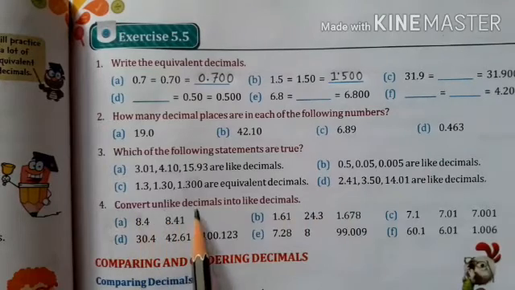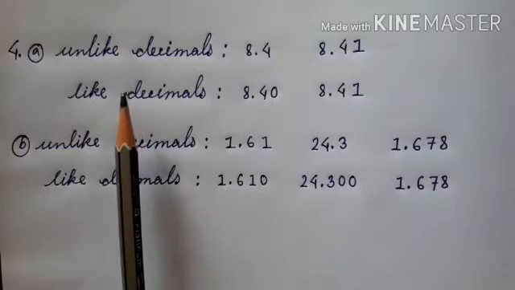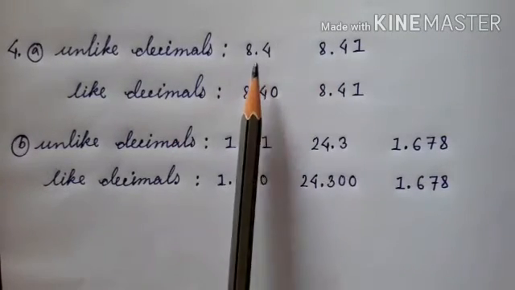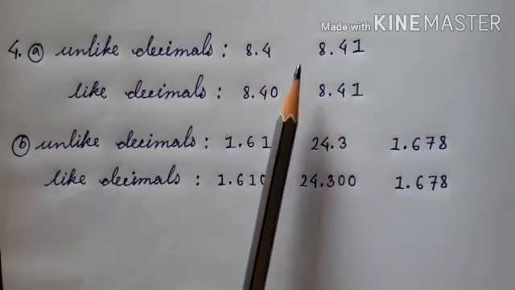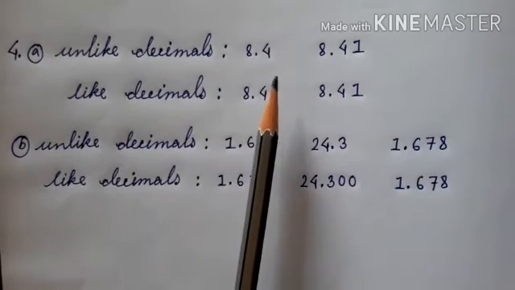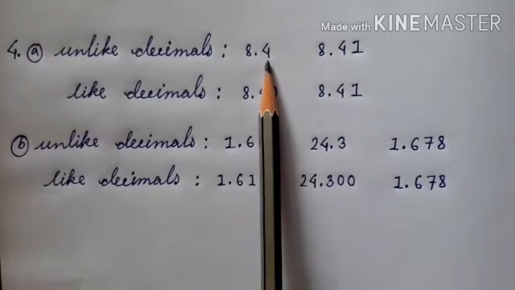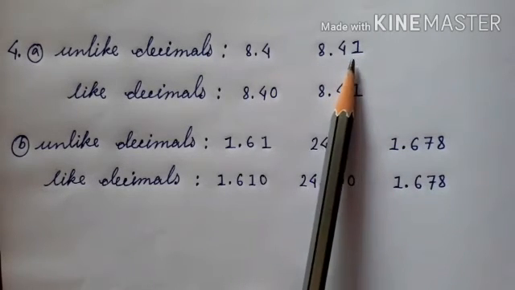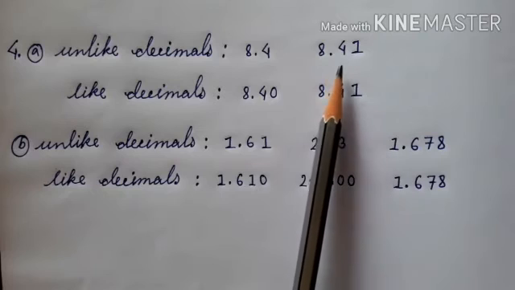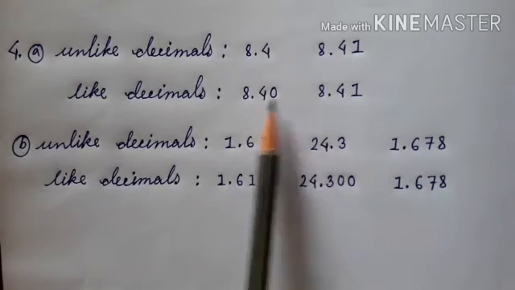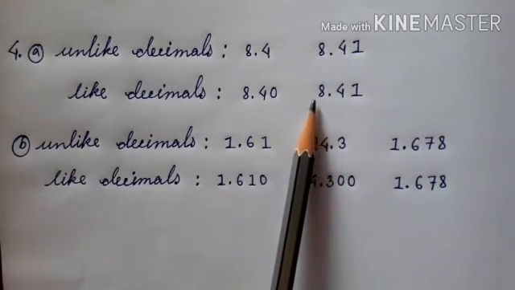Next, convert unlike decimals into like decimals. Look at here students, these are the unlike decimals 8.4 and 8.41. To convert unlike decimals into like decimals, we have to find out equivalent decimals, okay? This decimal has only 1 decimal place and this decimal has 2 decimal places, right? So to make equivalent decimals, here we have to put 0 to make equivalent decimals, okay? Now you can see here these decimals have 2 decimal places, right?